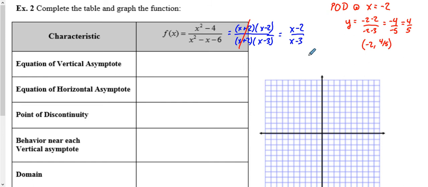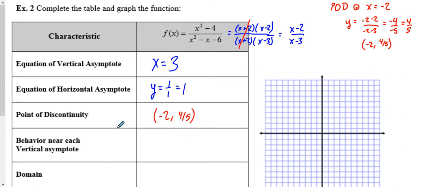Other things that I'm going to try to do as well, now that I have a simplified equation, I'm going to start off by finding my vertical asymptote. This, of course, is always our denominator, and this means that x cannot equal 3, so I have a vertical asymptote at x equals positive 3. My horizontal asymptote, I'm looking at the degrees, that's 1 over 1, so that's going to be y equals 1 over 1 for coefficients, which is 1. Point of discontinuity we just found, and that was at negative 2 and 4/5.